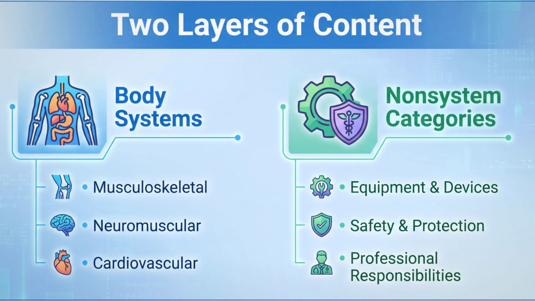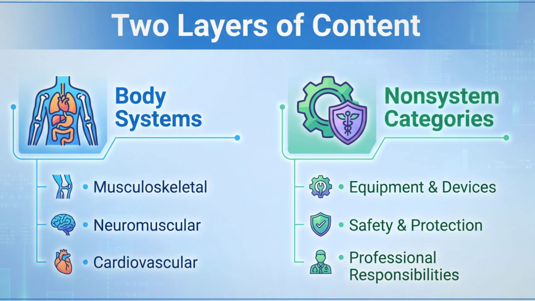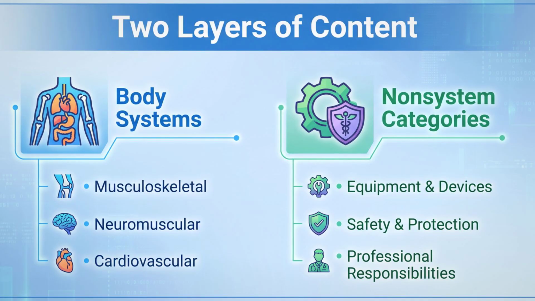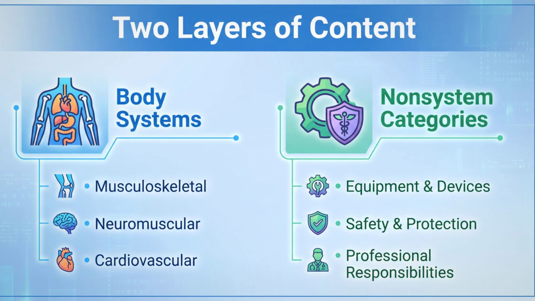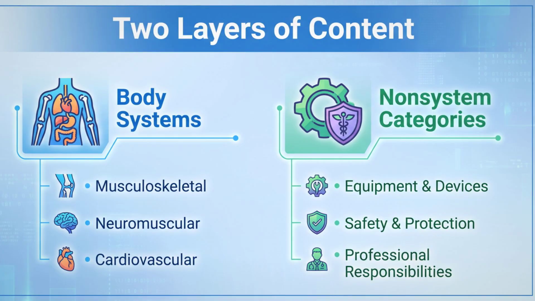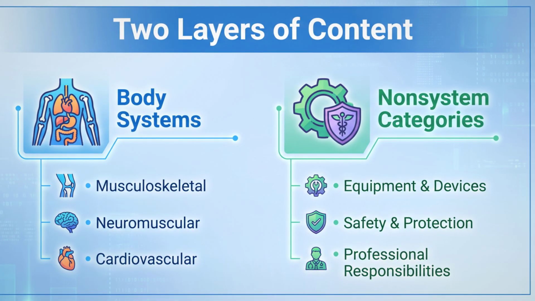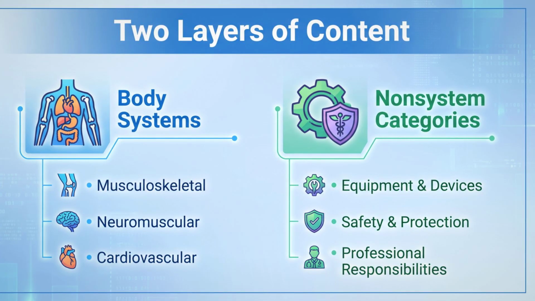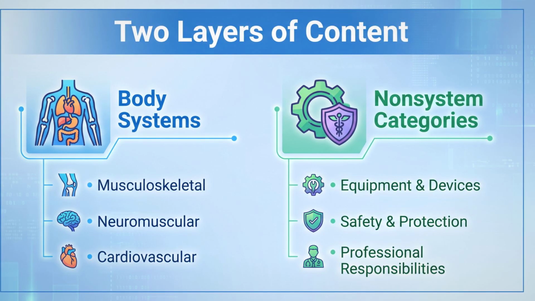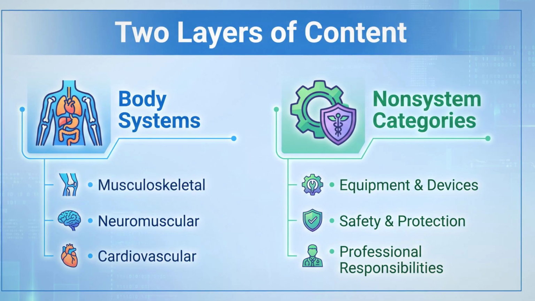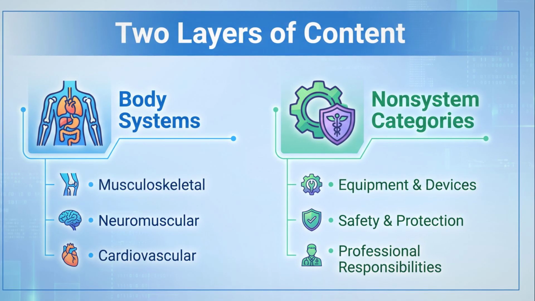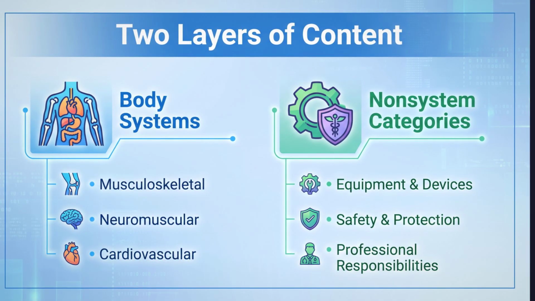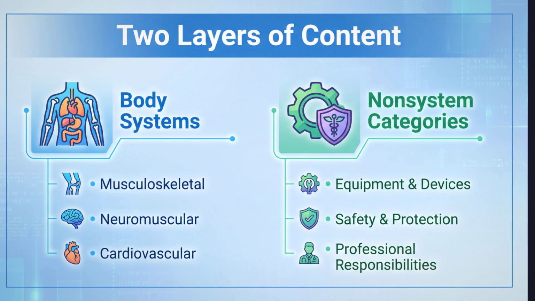The official FSBPT outline, which is current for all 2026 exams, organizes content in 2 main layers. The first layer is body systems. This includes major areas like musculoskeletal and cardiovascular, but also smaller systems like integumentary and lymphatic. The second layer covers non-system categories. These are crucial practice areas like equipment and devices, therapeutic modalities, safety, professional responsibilities, and research. Understanding how these 2 layers work together is the first step to building an effective study schedule.